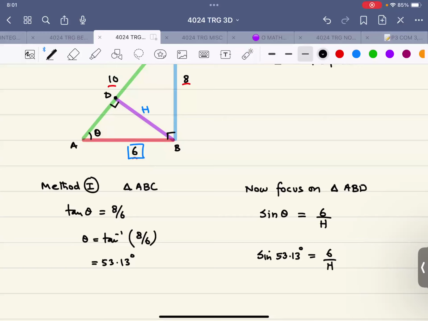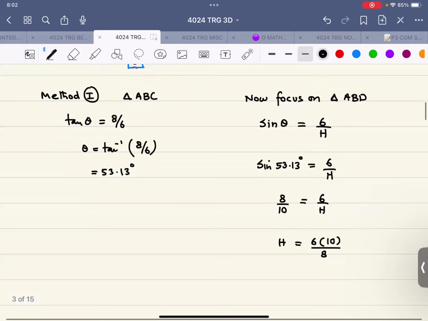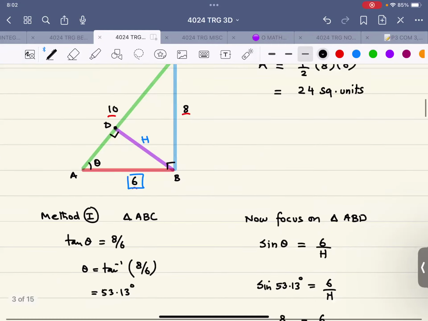Sine of 53.13 comes out to be 8 over 10. So 8 over 10 is equal to 6 over h. Make h the subject. That is 6 into 10 divided by 8. That comes out to be, you can also double check from your calculator, 7.5 units or centimeters, whatever that is.